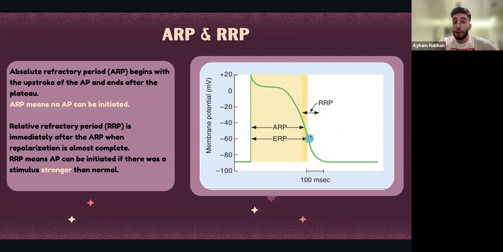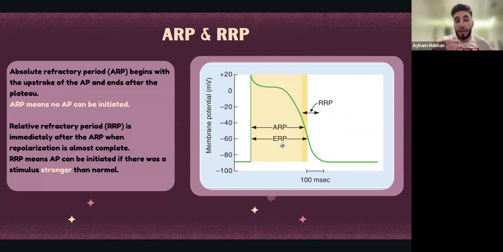So it tells us another action potential can be initiated and propagated, but we have a condition that the stimulus should be stronger than normal. So the stimulus over here should be stronger than this stimulus. Then another action potential can be initiated and propagated. Cool? That's it. Here we have the effective refractory period.